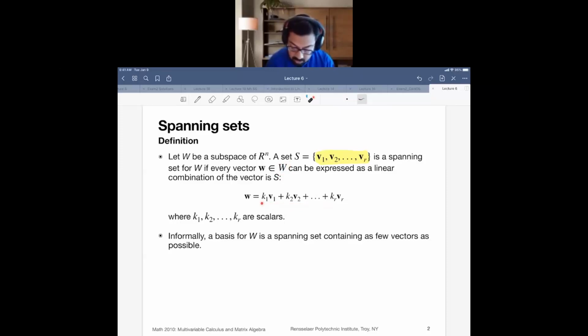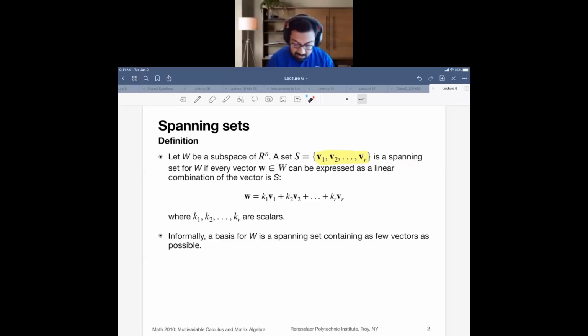I can write that down as this particular linear combination. I have k1 through kr as some scalars. How much V1 do I need to get w? I need k1 amount of V1, k2 amount of V2, and if I add all of them up as a linear combination, I get the vector w, which belongs to the subspace. If that is true, the set of vectors that I used for my linear combination is considered a spanning set for my subspace W. k1 through kr are scalars.